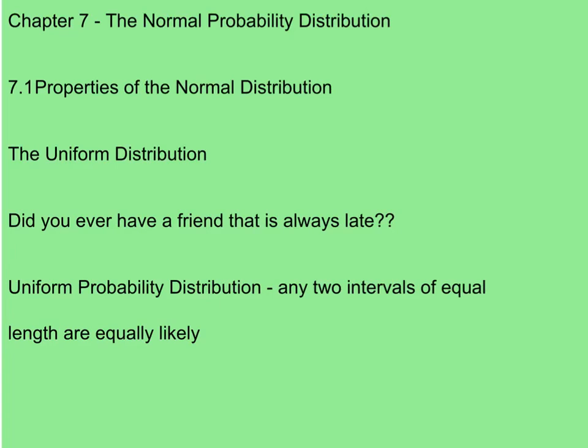Hi everyone. In this video, we are going to look at starting chapter 7, which is called the normal probability distribution. In 7.1, we discuss its properties. And in introducing that, we'll look at a little bit of a strange example, but we're going to talk about the uniform distribution. The uniform distribution was one where everything has the same likelihood of outcome. And we'll have a visual of this in a moment.